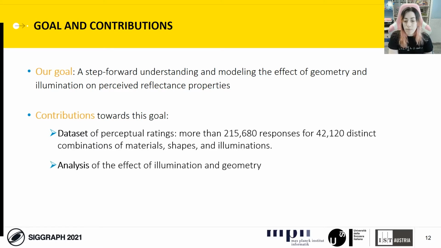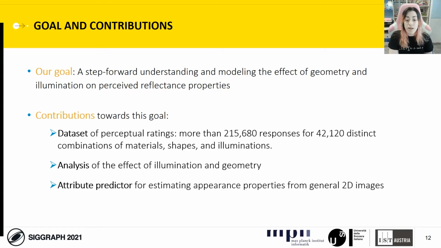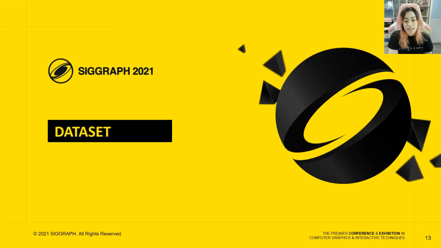Then, we have performed an extensive statistical analysis of the collected data, and we have discussed our observations with respect to existing knowledge in the literature. We have also used this large-scale dataset for training an attribute predictor that allows for estimating appearance properties from general 2D images. And finally, we have demonstrated how this predictor can be useful for many different applications. Okay, so let's see first what does this dataset contain and how did we collect it.